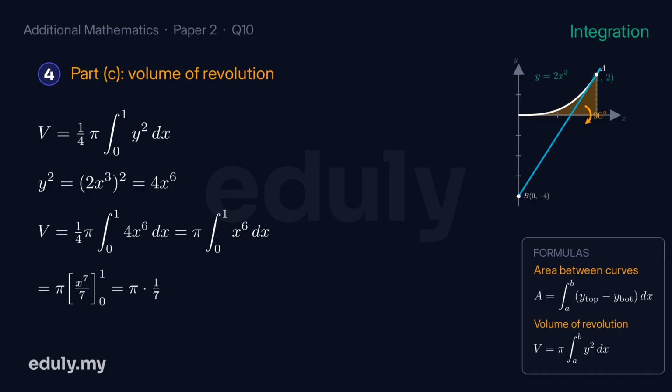Integrate and put in the limits. So the volume is pi over 7 cubic units.